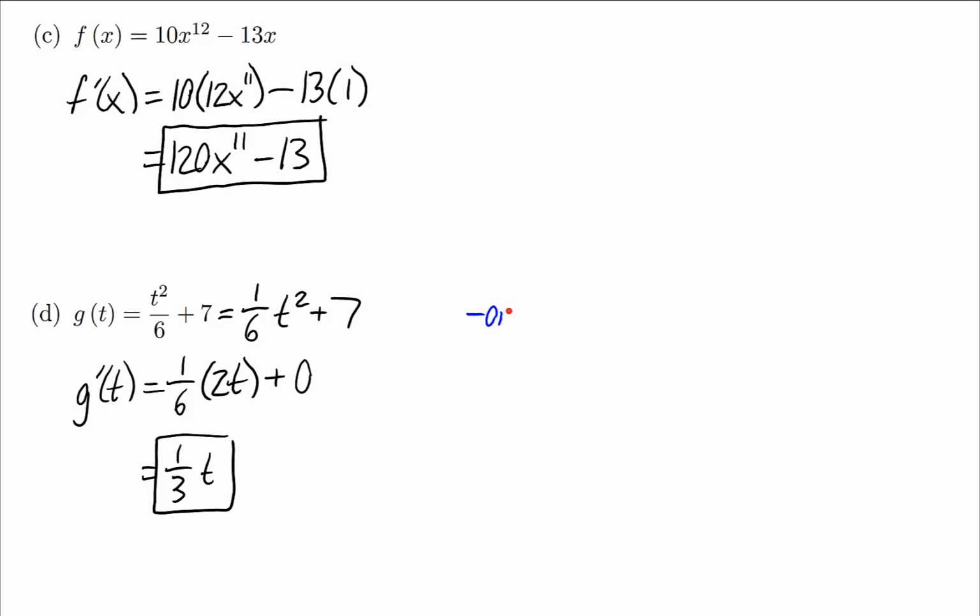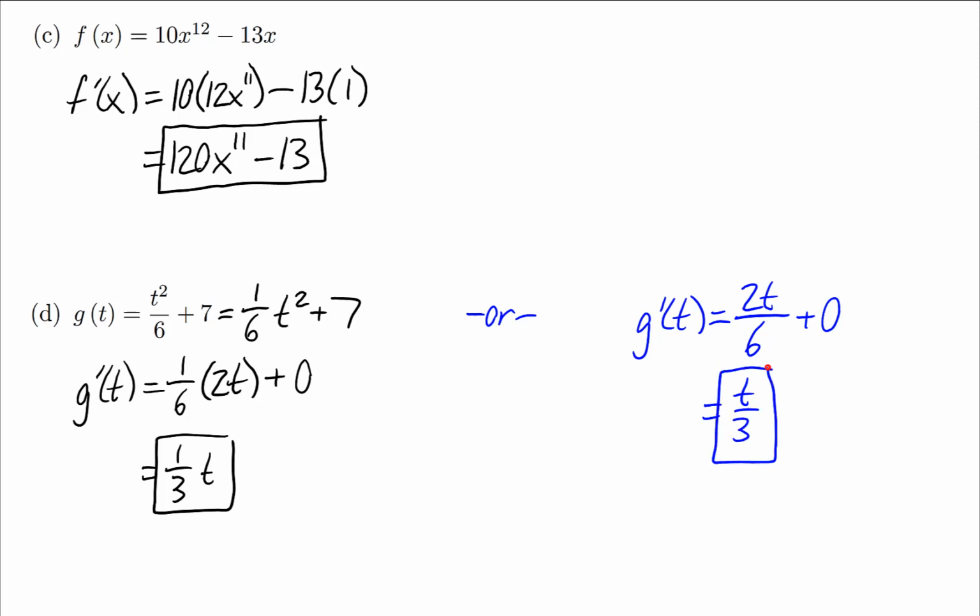But I do want to show you one other approach. Another way you can do it is just remember that the over 6 is part of a coefficient. So just take the derivative of t squared directly to get 2t. Still got the over 6, and the plus 7 would go away. If you did it that way, you would get t over 3, which is honestly a slightly more consistent answer with how the problem looked from the get-go as well.